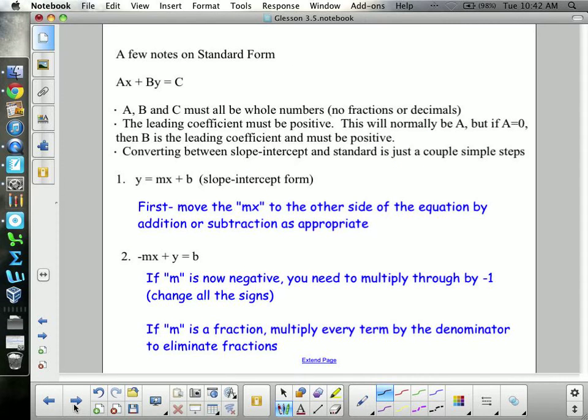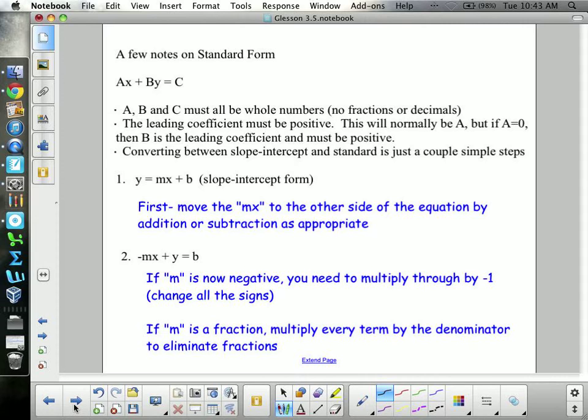Standard form, like we said before: a, b, and c must be whole numbers, no fractions or decimals. The leading coefficient must be positive. Converting between slope-intercept is a couple simple steps. If I'm in slope-intercept form, I need to get the standard form.